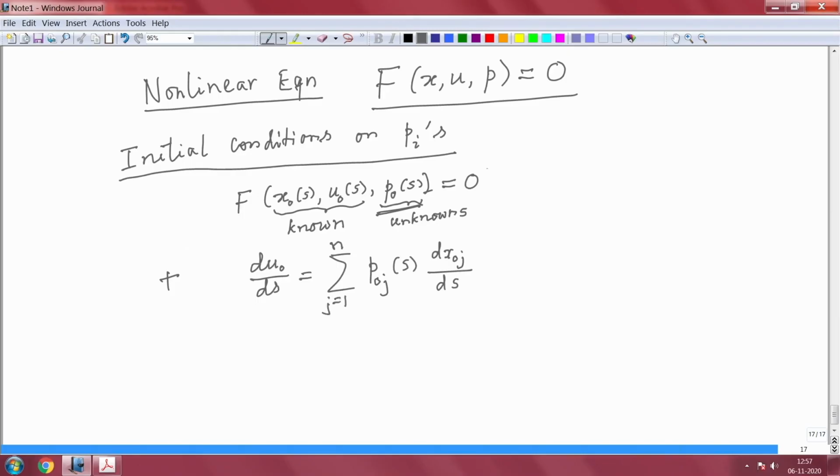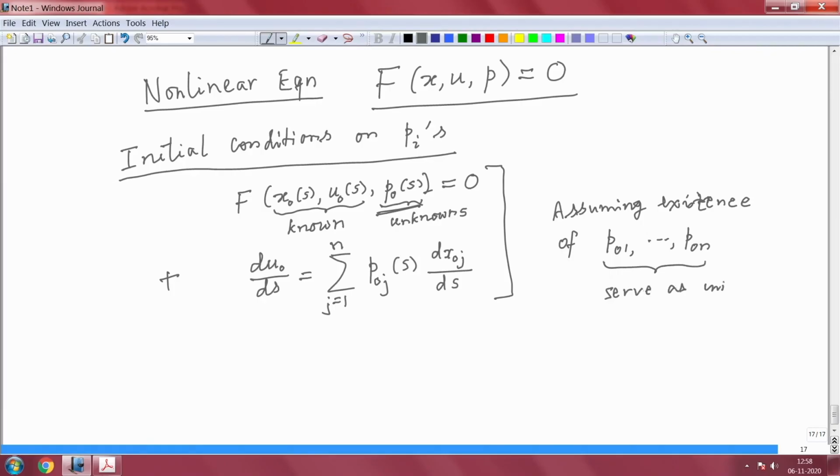We are assuming the existence of p01, and these p01, p02, p0n, they serve as initial condition for the ODE of PI.